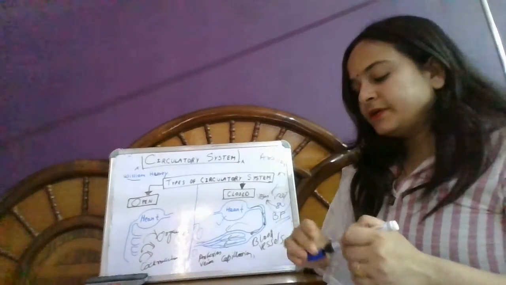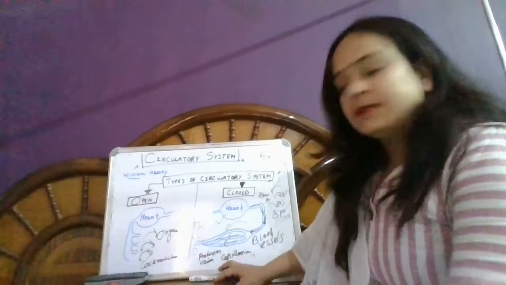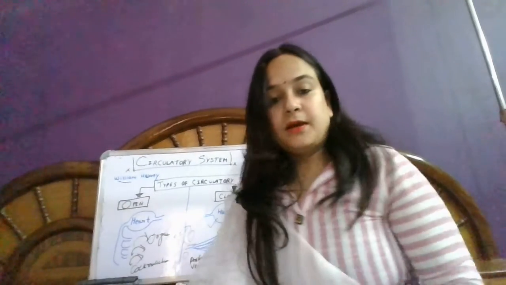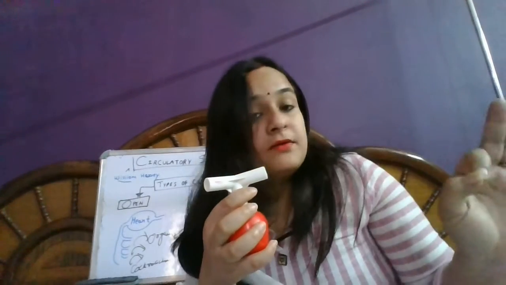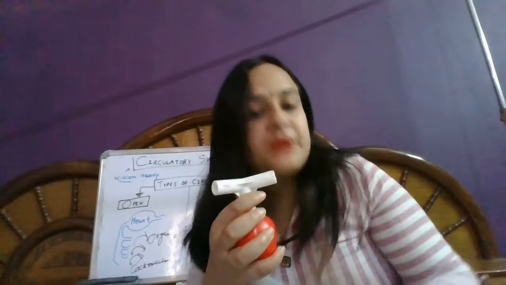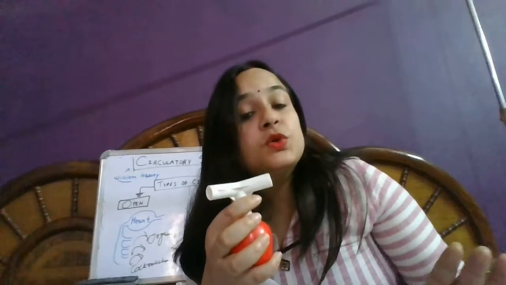I would like to give a little practical example. Suppose I'm explaining the open type of circulatory system, and never mind this stuff, this is my daughter's. Suppose this is a heart. In the open circulatory system, the heart pumps the blood, and the blood is pumped out and poured directly to the organs of the body. No blood vessels, no tube, so no pressure.